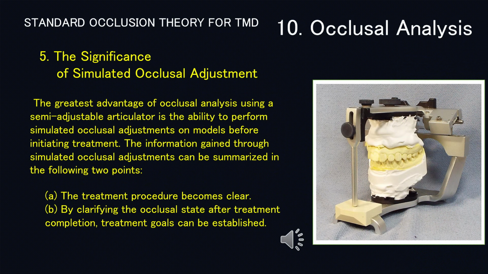5. The significance of simulated occlusal adjustment. The greatest advantage of occlusal analysis using a semi-adjustable articulator is the ability to perform simulated occlusal adjustments on models before initiating treatment. The information gained through simulated occlusal adjustments can be summarized in the following 2 points. A. The treatment procedure becomes clear. B. By clarifying the occlusal state after treatment completion, treatment goals can be established.